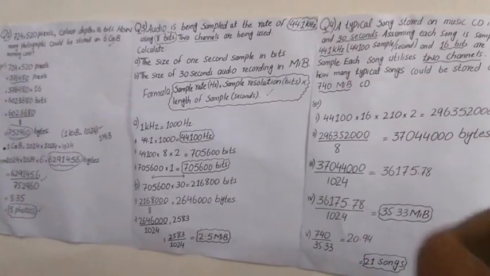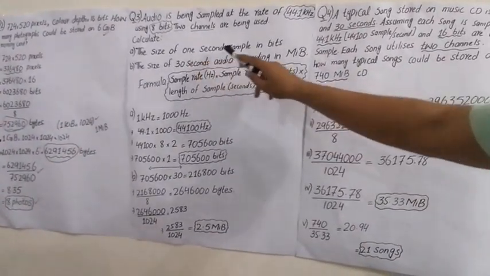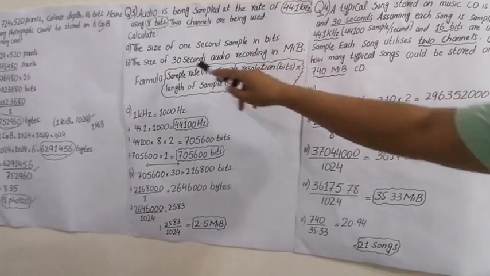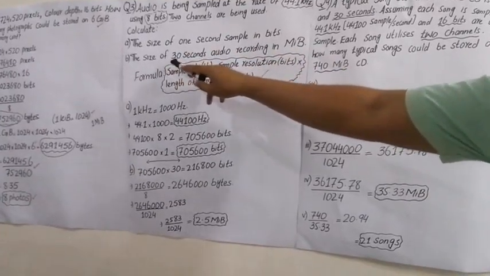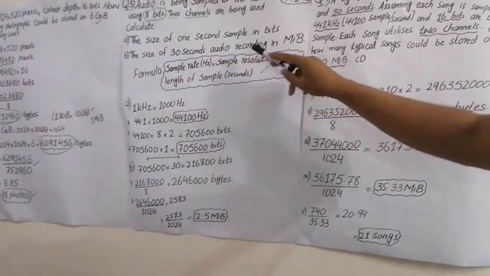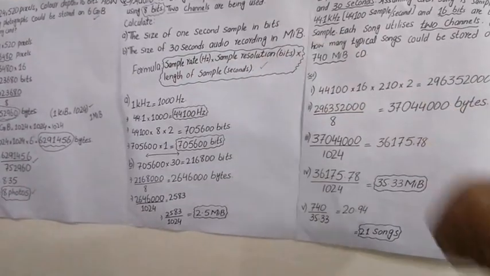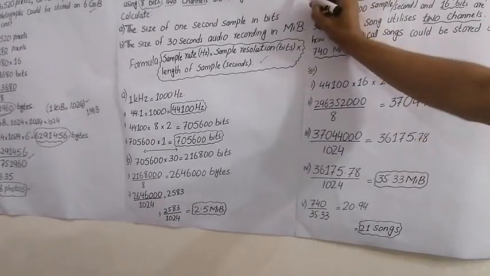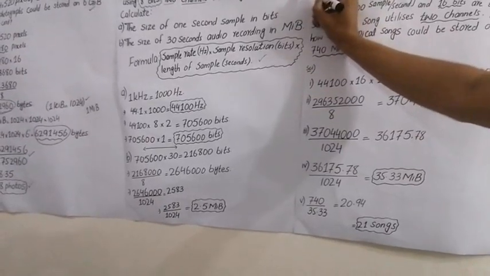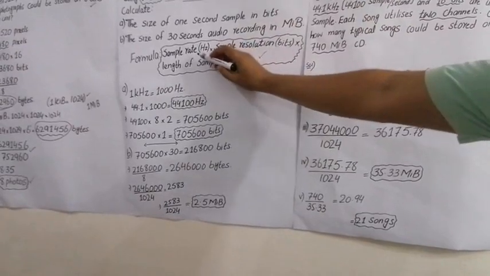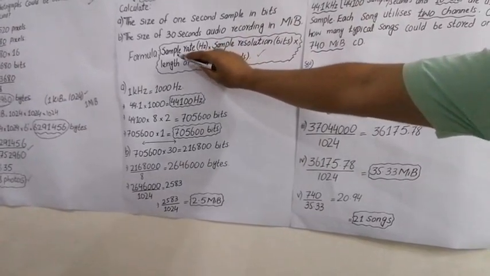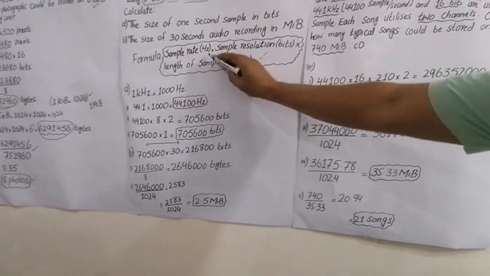There are 2 parts, part A and B, of question number 3. In the first one you have to calculate the size of a 1 second sample in bits, and in part B you have to calculate the size of a 30 seconds audio recording in MB. As you can see, we have this value here, 44.1 kilohertz, but in the formula, it's written that we have to take the sample rate in hertz, right?